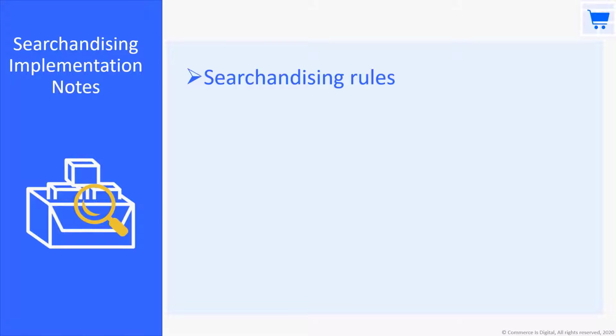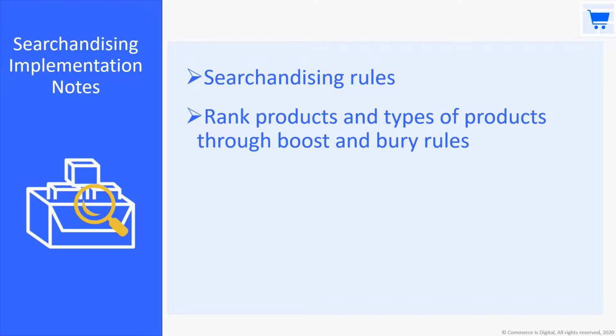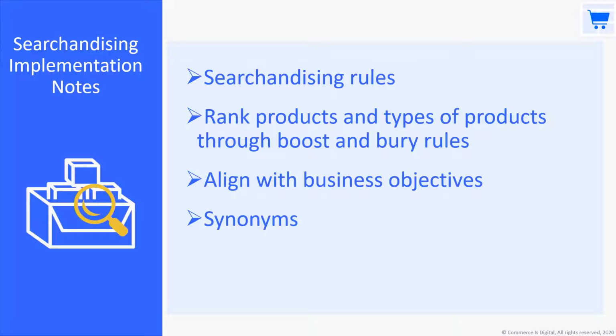So how do you implement searchandising? You start with searchandising rules by working with your marketing department to define their structure and what parameters to use. You need to rank products and category through boost and bury rules, align with business objectives, define synonyms, and whenever you can, use A/B testing to test different rules and approaches.